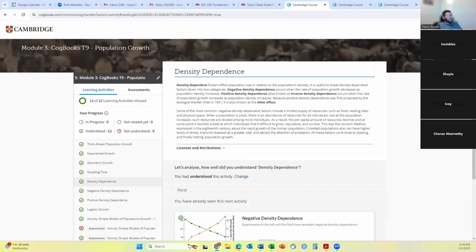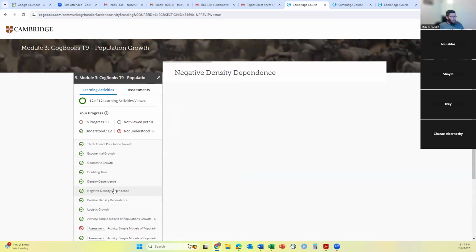Okay, and then it gets into density dependence. The way Cogbooks describes that is it's just factors that affect population size in relation to the population density, right? And then there are two types of density dependence: positive density dependence and negative density dependence. It goes into these individually, which is kind of nice to break them down.